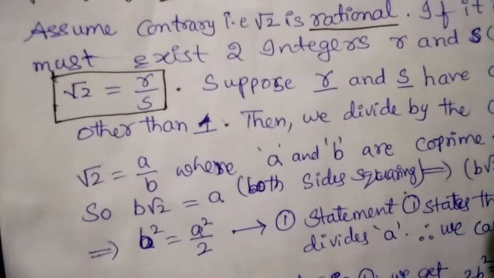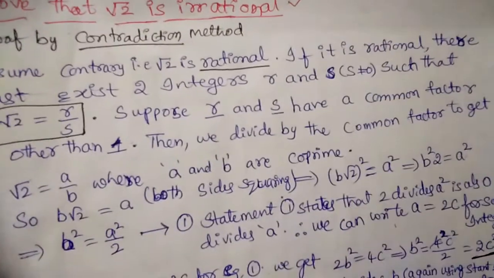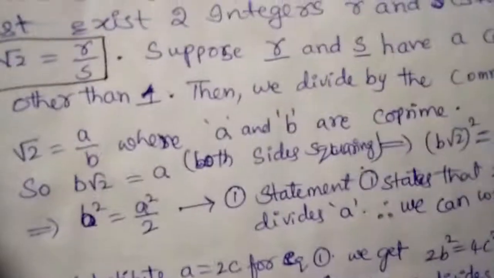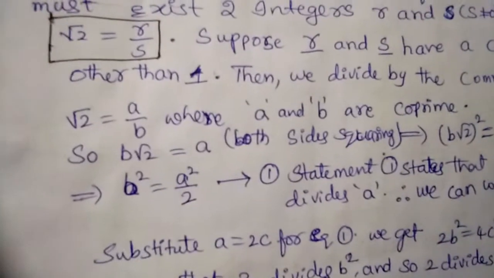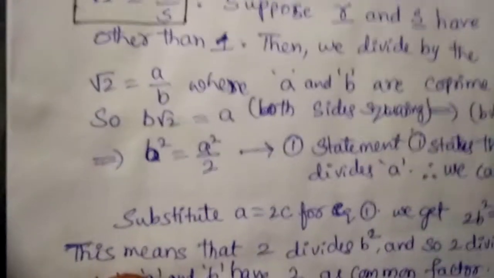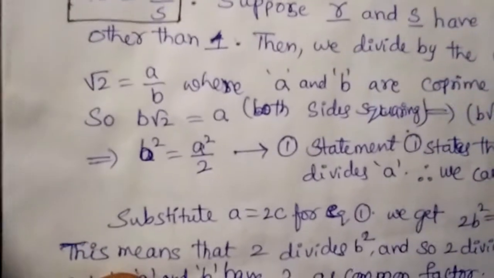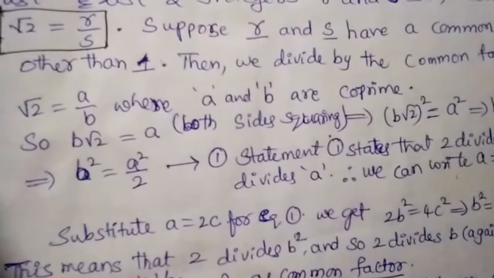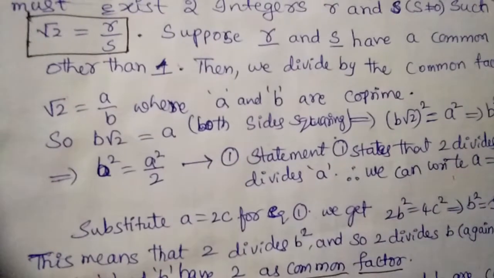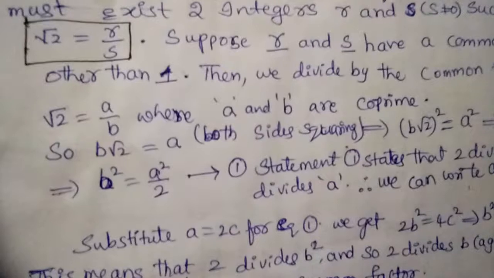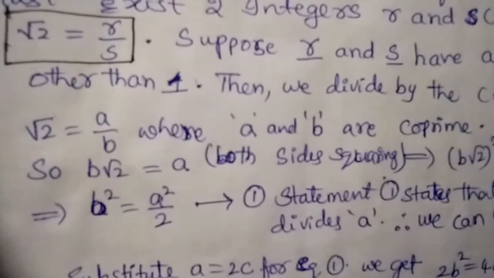Suppose r and s have a common factor other than 1. Then we divide by the common factor, and at last we get the simplest rational form a by b. So root 2 can be written as a by b, the simplest rational form, where a and b are co-primes. Now, when you cross multiply, b goes to the left side, and b root 2 is equal to a.